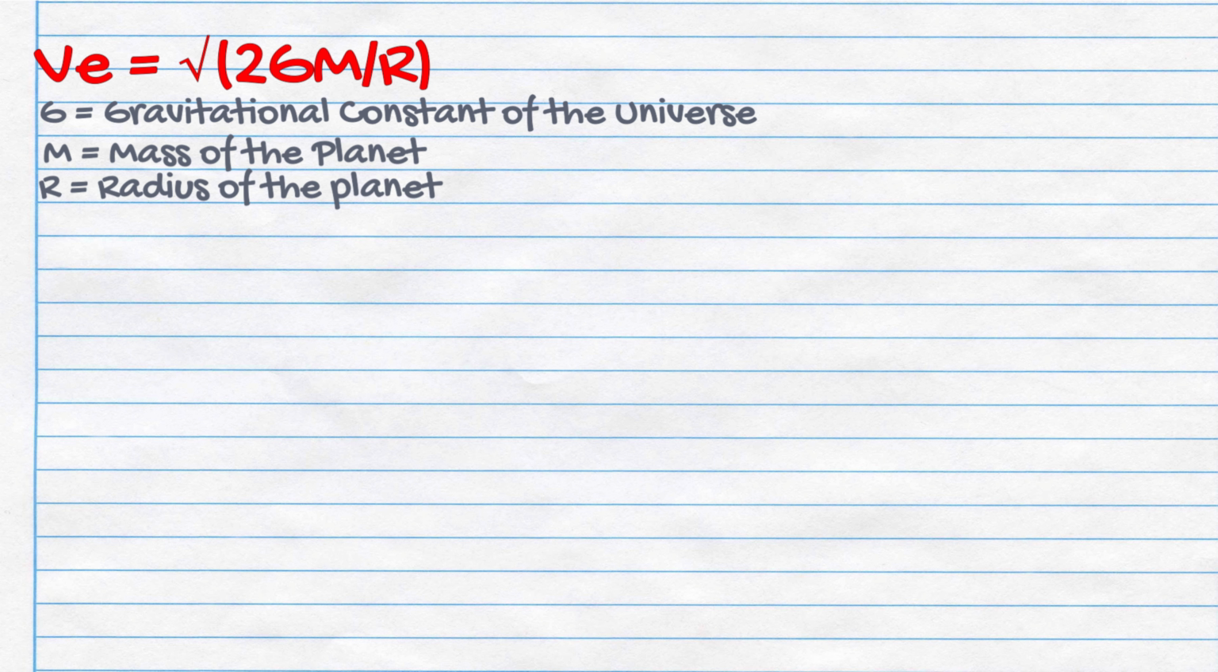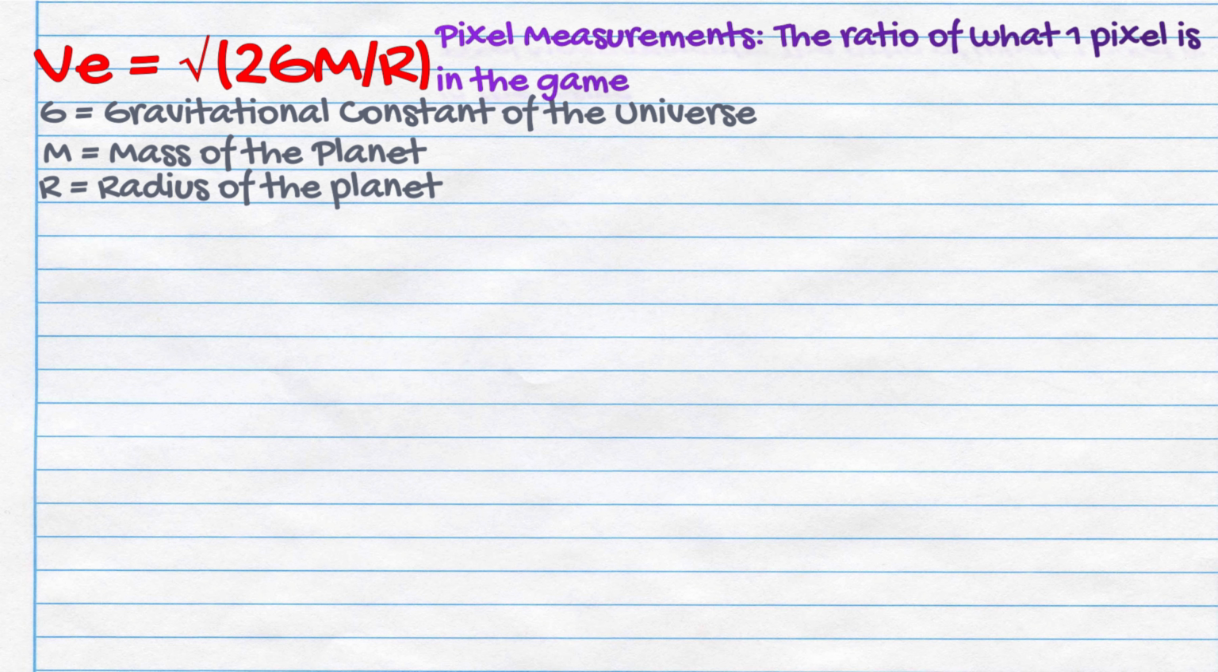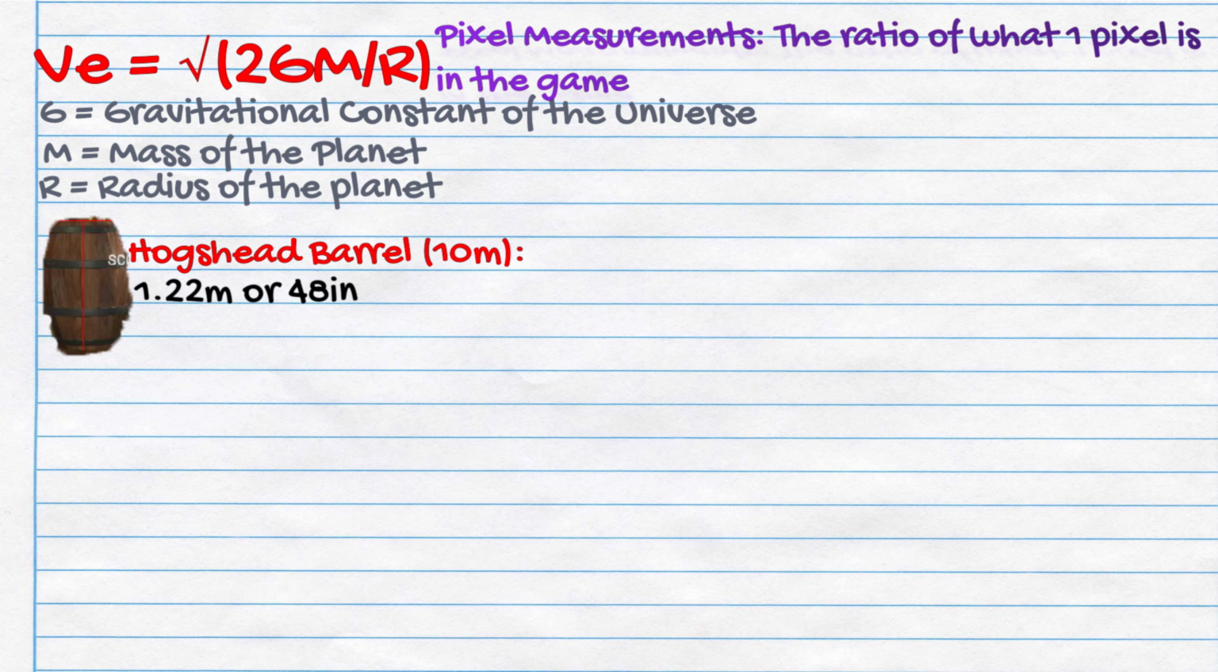So the very first thing we need to do for anything with a video game is be able to put pixels to an actual form of number, like meters, right? So that's called pixel measurements, and that's what we're doing. In this case, what we need to do is find a real-world object that is equivalent to a video game object. And in this case, I found a barrel. This barrel happens to be a hogshead barrel, which measures 1.22 meters in height in real life, and it's 137 pixels in the game.